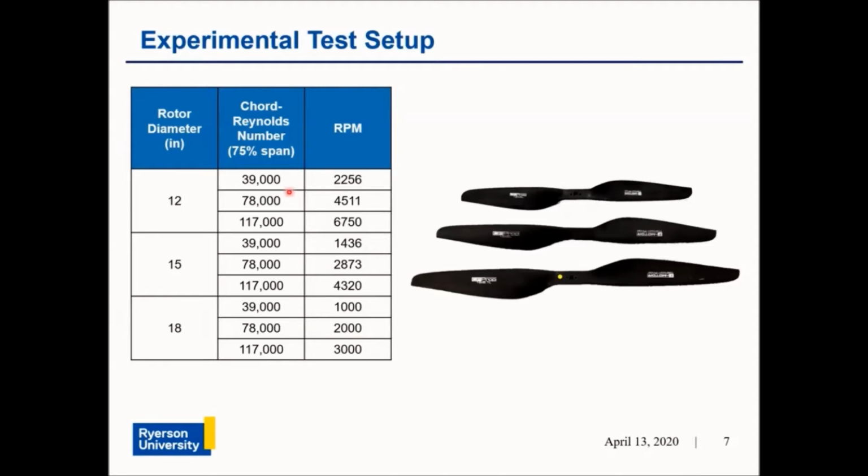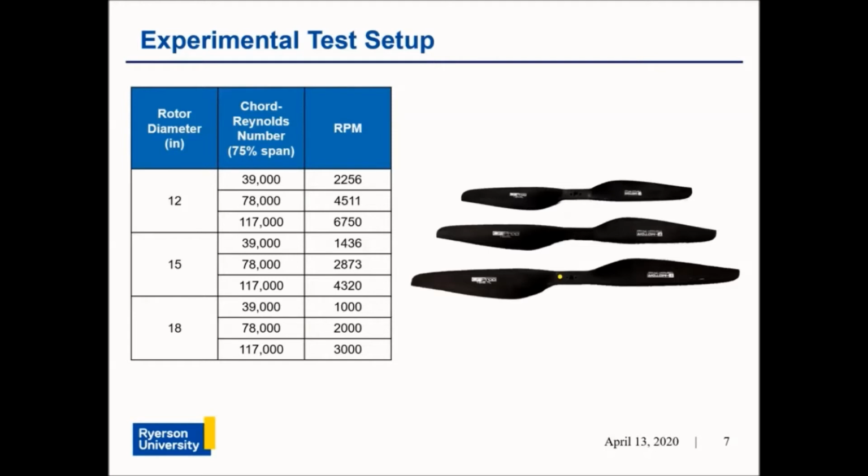So for example, for the 12-inch rotor diameter, to achieve a Reynolds number of 39,000, an RPM of 2,256 was required. For the 15-inch rotor, to achieve the same Reynolds number of 39,000, a rotor RPM of 1,436 was required, and for the same Reynolds number for the 18-inch rotor diameter, an RPM of 1,000 was required.